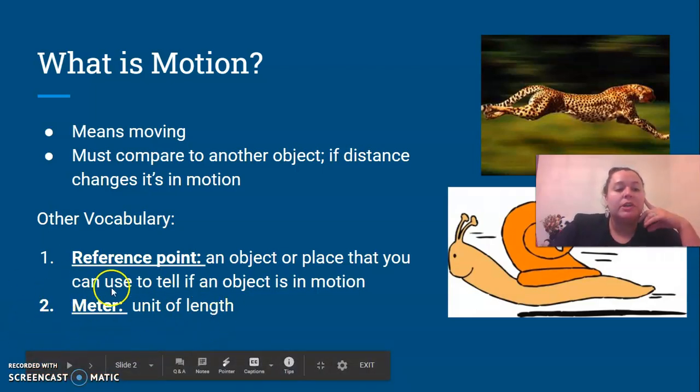We use a unit called meters. Meters, if you think about it, is like using feet, basically. So meters is a unit for length. It tells us how long something is. So we can, for example, say the cheetah has been running 10 meters. That's the length. That's how far it has run.